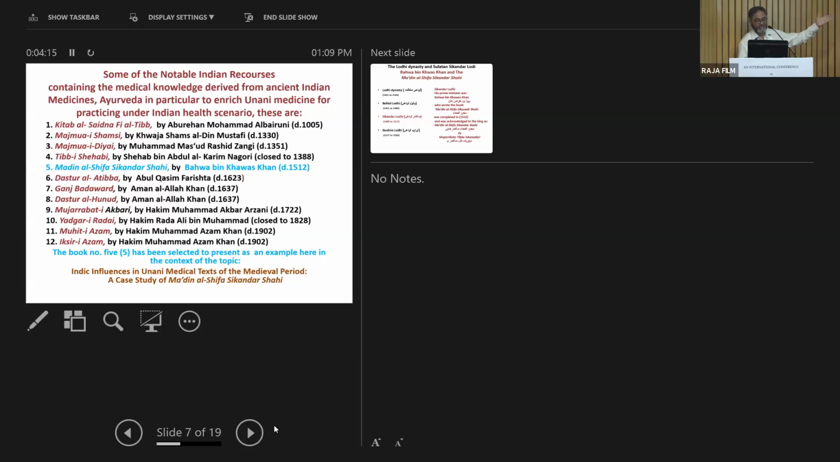So these are the books you can see: Kitab al-Shifa, and so on. Book number 5 is Madan al-Shifa Sikandar Shahi by Bahwa bin Khawas Khan. I have also presented many papers on previous books. So these are the books that serve the purpose of Indic influence in Unani medical texts of the medieval period, a case study of Madan al-Shifa Sikandar Shahi.